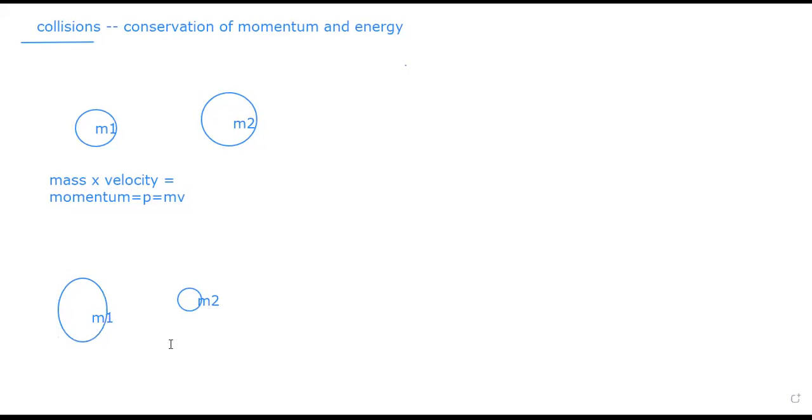Now we will push the striker. When you push, the striker moves towards the coin with some velocity and hits the coin. This is the collision. This is the interaction between the two. Hitting a coin by the striker is an example of collision. So it will have initial momentum, initial velocity. This mass M1, the striker, will have the initial velocity.